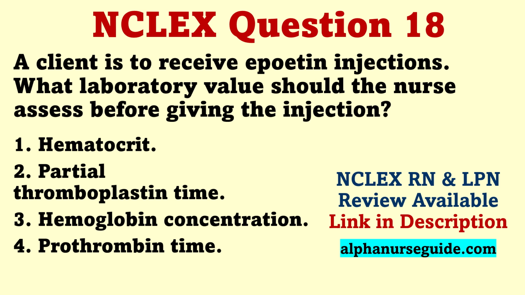The correct answer is 1. EPO is a recombinant DNA form of erythropoietin, which stimulates the production of red blood cells and therefore causes the hematocrit to rise. The elevation in hematocrit causes an elevation in the blood pressure. Therefore, the blood pressure is a vital sign that should be checked. The partial thromboplastin time, hemoglobin level, and prothrombin time are not monitored for this drug.